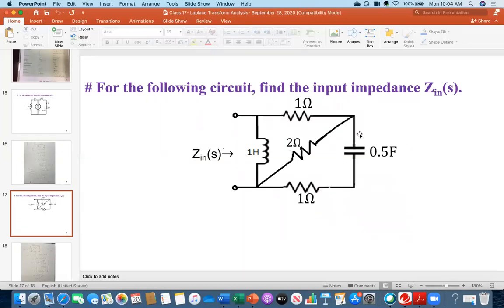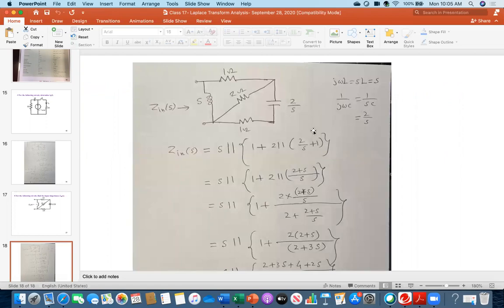That is the meaning. So this is 1 Henry, this is 2 ohm, this is 1 ohm resistance, this is 1 ohm resistance, this is 0.5 farad capacitor. So your first task is convert all of these components into the Laplace domain. These three are resistance, and this will be SL, so S, and this will be 1 over SC, your C value is 0.5, so 2 over S. And then you see these two are in series, parallel with this one, series with this one, and then the whole combination is parallel with this one. So therefore look at the solution.